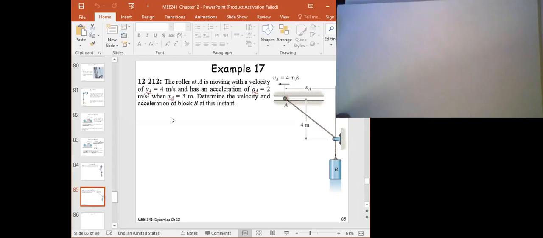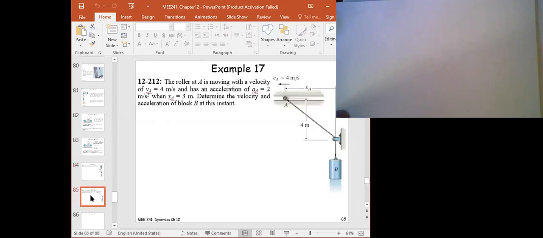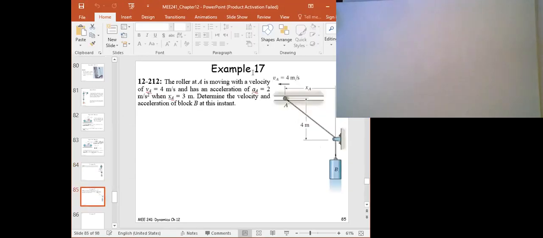But example 16 is solved, right? Yeah, we're done. We just put the numbers in place of VA. Yeah, VA over 3. Or minus VA over 3.